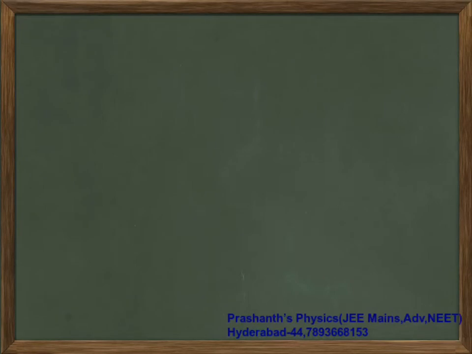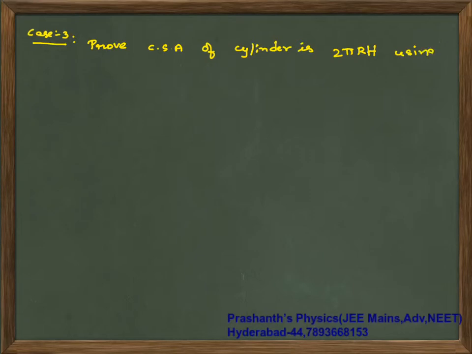Next is case 3. Prove that the curved surface area of a cylinder is 2 pi r h using integration. So you are supposed to prove the curved surface area of a cylinder is 2 pi r h using integration.